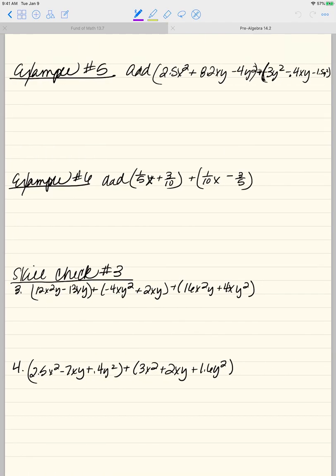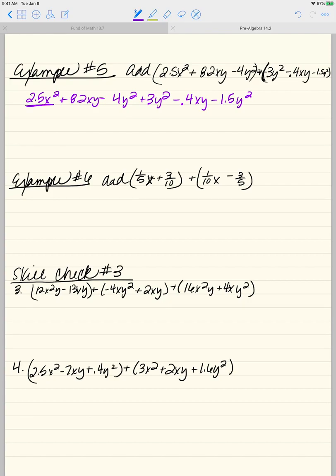Example number 5. In the previous examples here, we've been working with whole numbers or integers, okay? And now we're going to be working with some decimals and some fractions. Same rules apply. Look for your like terms. I'm just going to rewrite this: 2.5x squared plus 8 2/10 xy minus 4y squared plus 3y squared minus 4/10 xy minus 1 5/10 y squared.